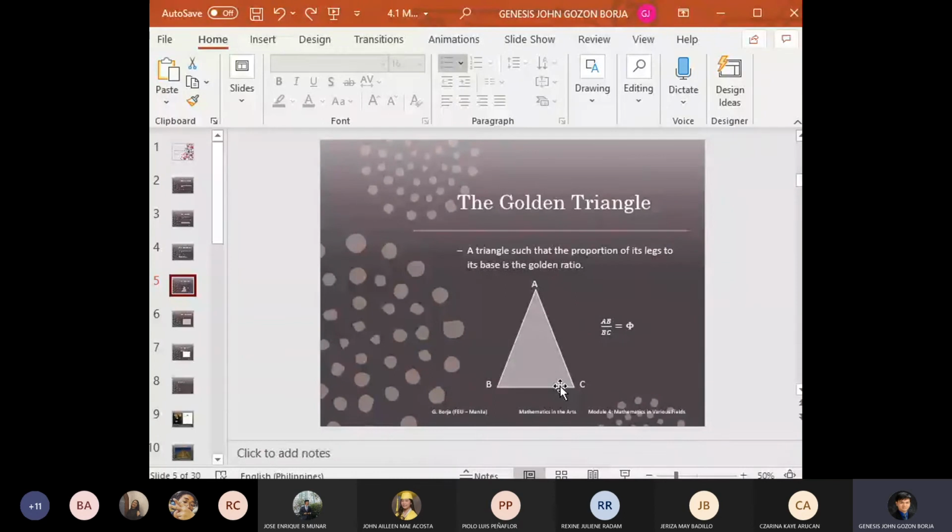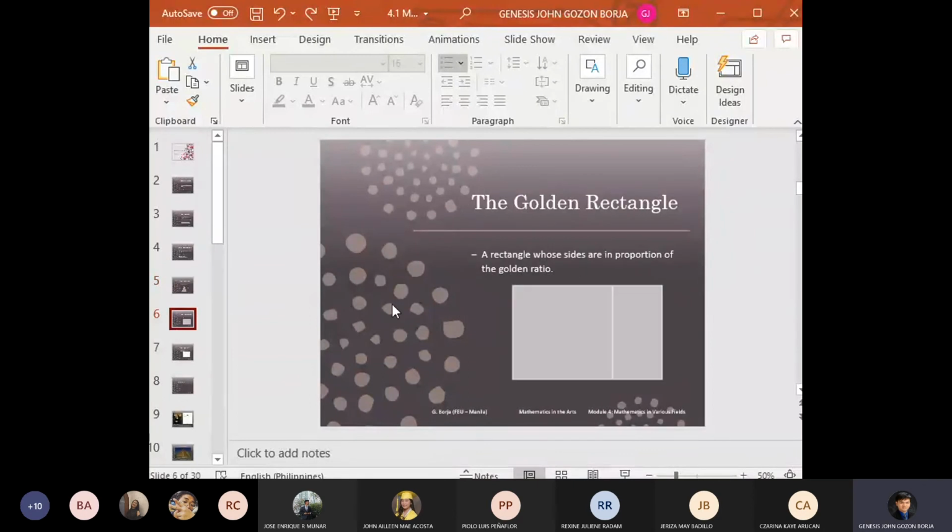So that's an isosceles triangle. And again, kunyari in this specific triangle here, if we get the length of side AB and the length of side BC, and then we divide them, the longer side over the base, and we get an approximation for the golden ratio, then we call this the golden triangle. Okay? Then we also have what we call the golden rectangle.